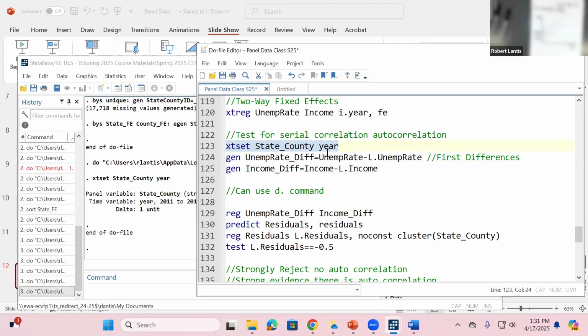I can now use these commands in Stata. So notice this capital L. What that does is it already has the data behind the scenes sorted by state county and by time period. And L dot tells it, stay in the same state county and get the value of this variable from the previous year. So that's what we would call the lagged variable. Right? Lagged is always one previous time period.